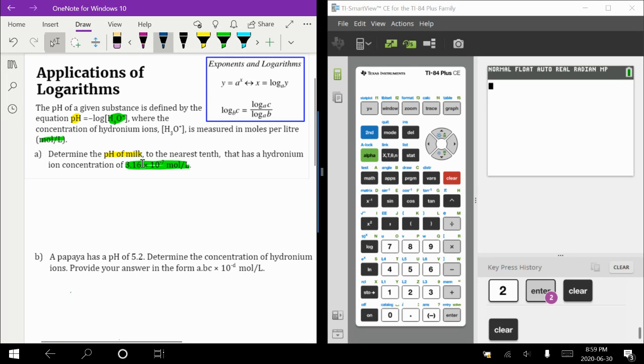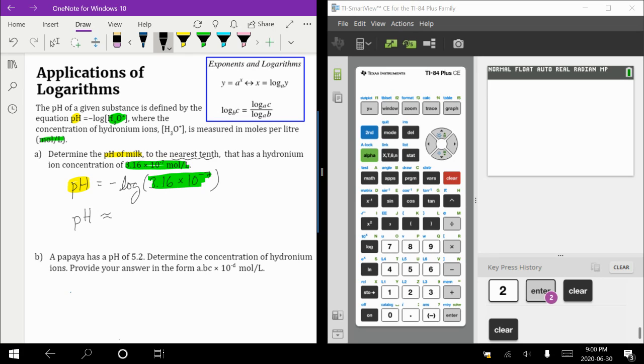So this is an easy one because pH is already isolated in the equation that we are provided. So we're going to simply substitute in the hydronium ion concentration of 3.16 times 10 to the negative 7 moles per liter, where it belongs in that equation. And then we are going to go to our calculator in order to calculate the pH, keeping in mind we want our answer to the nearest tenth.